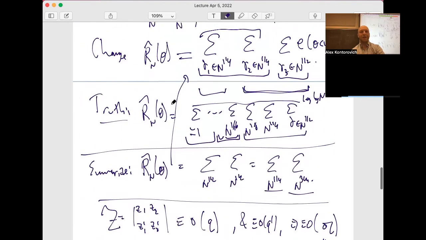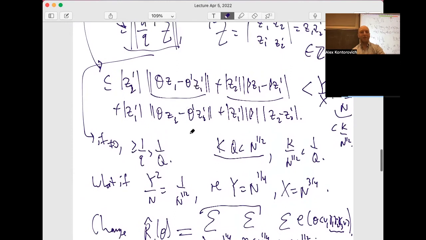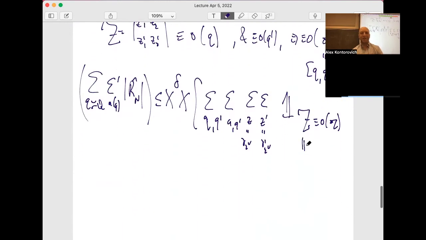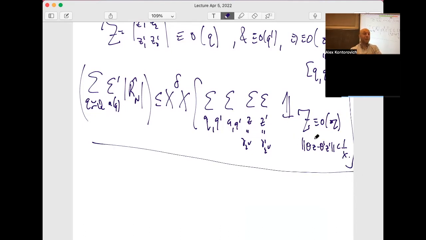And we still have all of these conditions that theta Z minus theta prime Z prime is less than 1 over X. We'll continue working on this. And this is all to the 1/2. So then we have a little bit more work to do to get the requisite cancellation. And we need Q squared and a little bit more.